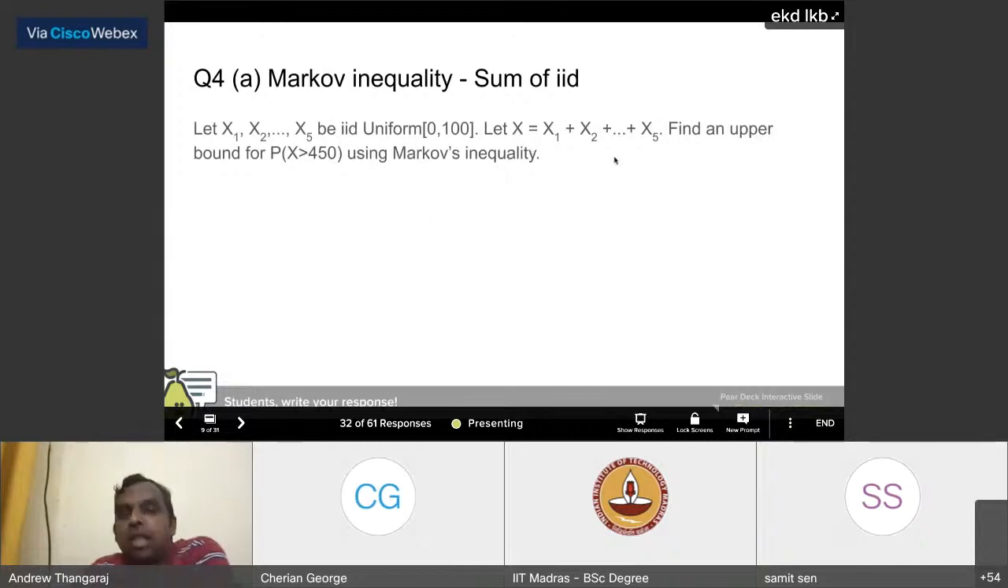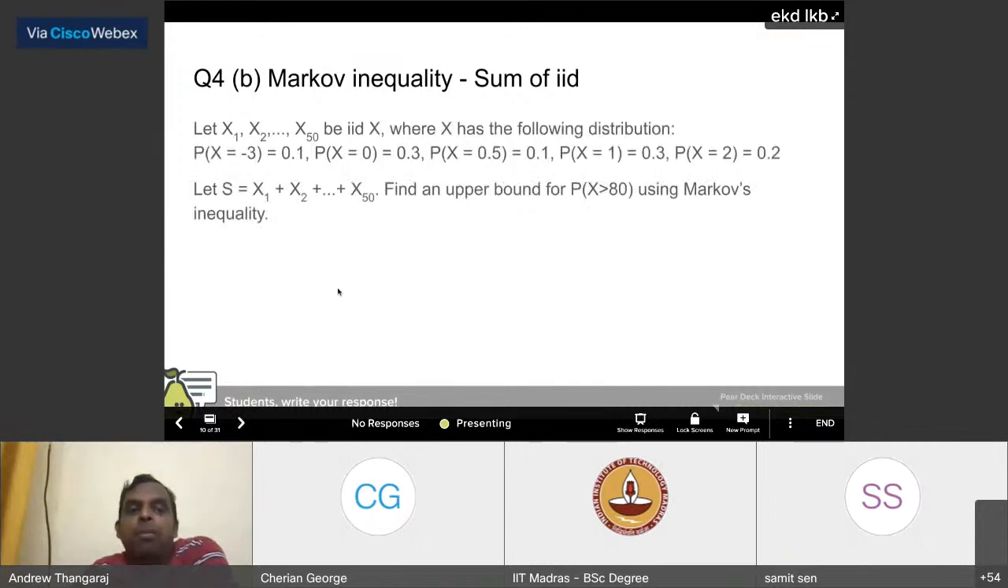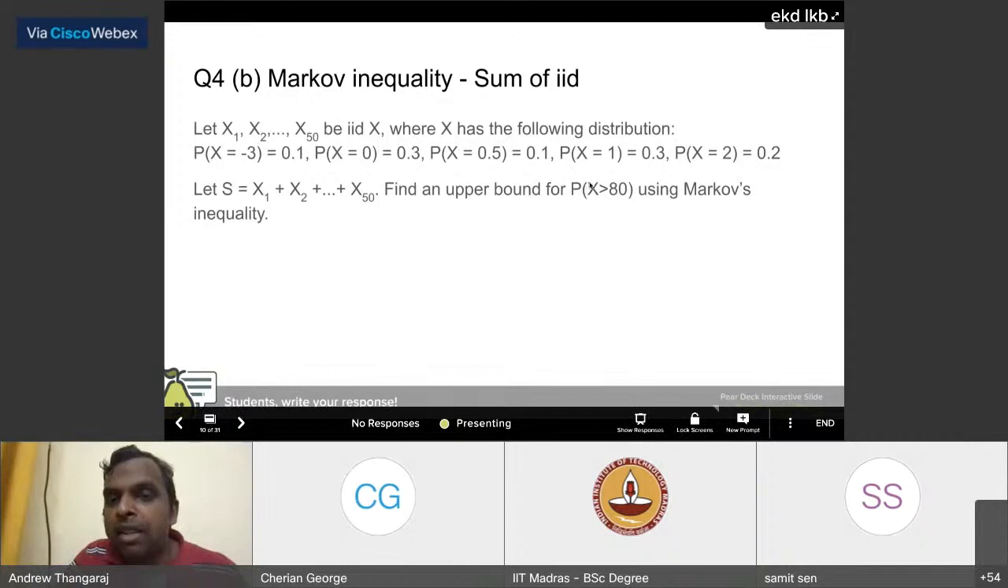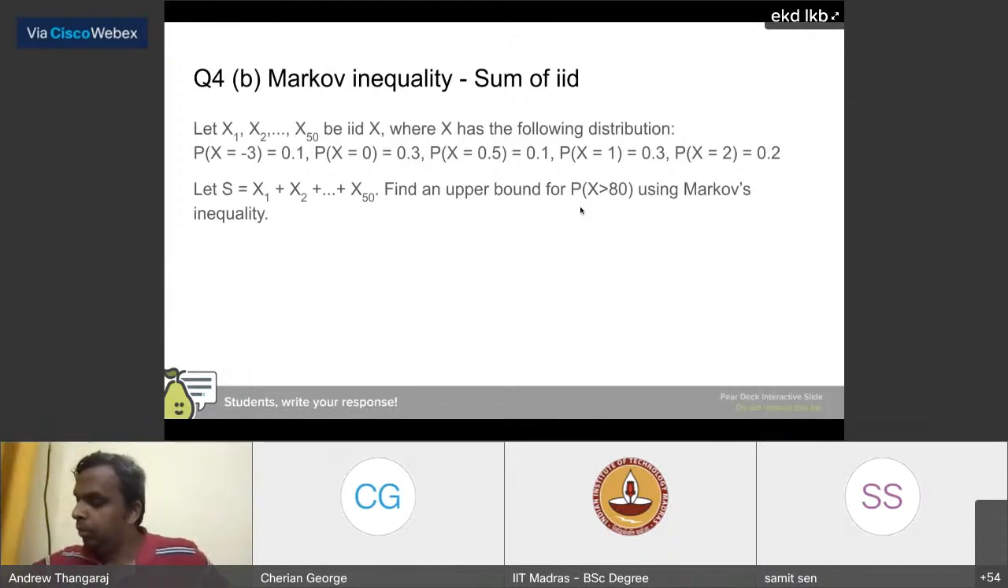So here's the first problem in this case. Now I want you to look at the second problem. Very similar to before. Just use the fact that expected value of something is known. There's a small typo here. It's not X greater than 80, it is S greater than 80. This one is very similar to before.